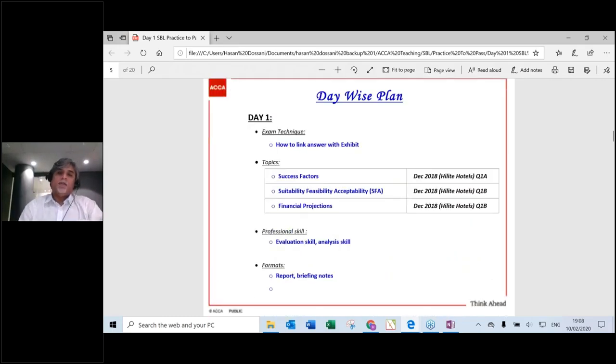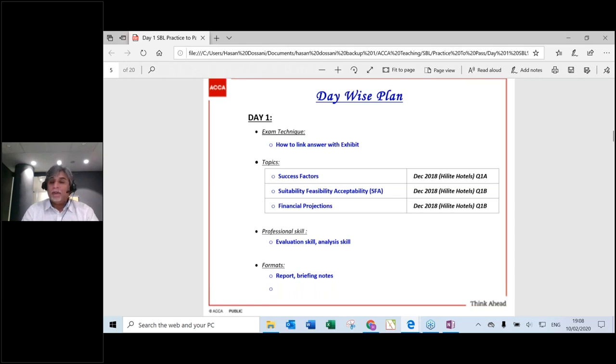What's our today's plan? So every day we will start with a day-wise plan of what we're going to achieve today. Always I will start with one exam technique. So today's exam technique is how to link your answers with the exhibits. Very, very important technique. And then after that, we will proceed to do three topics. And these three topics are really big, really important from an exam point of view.